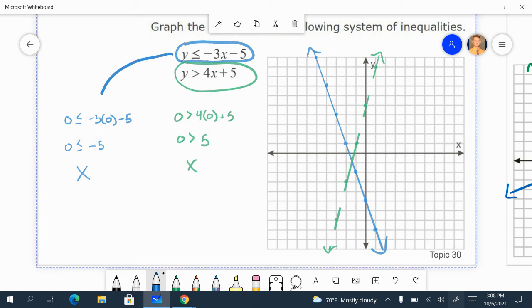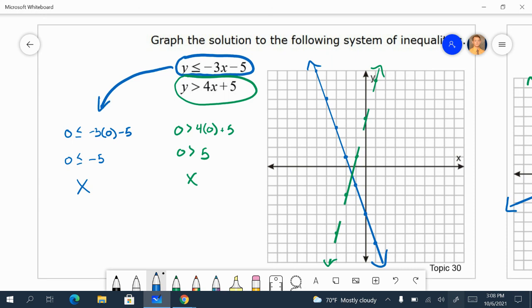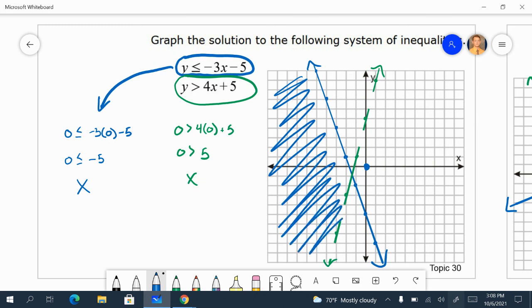So for this one, if I plug in 0, 0, which is located right there, obviously, what I get is 0 is less than or equal to -5, which is not true. So I don't want to shade the side with 0, 0 on it. I'm going to shade this side. I'm going to shade as much of it as I can.